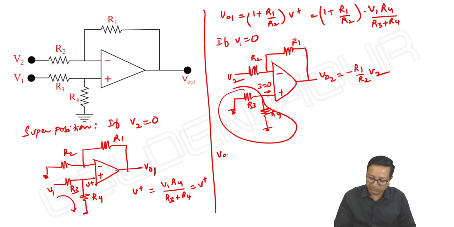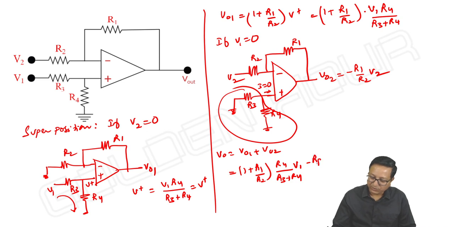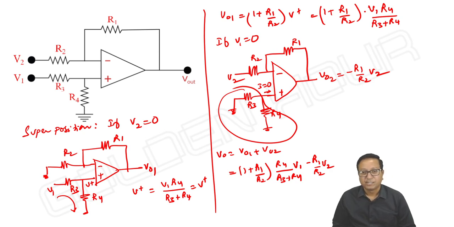So what is my overall output? VO1 plus VO2, that is 1 plus R1 by R2 into R4 by R3 plus R4 into V1 minus R1 by R2 into V2. Okay, we can write the output equation like this.